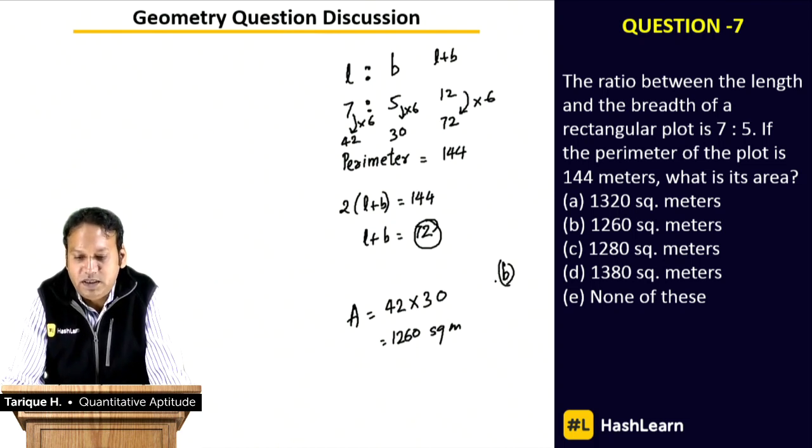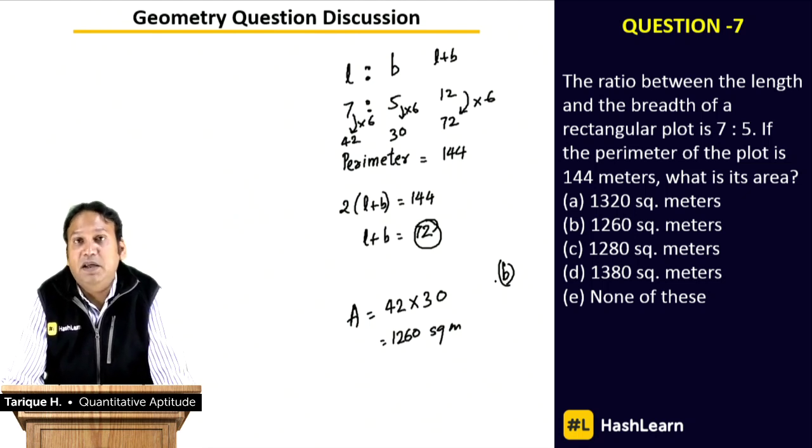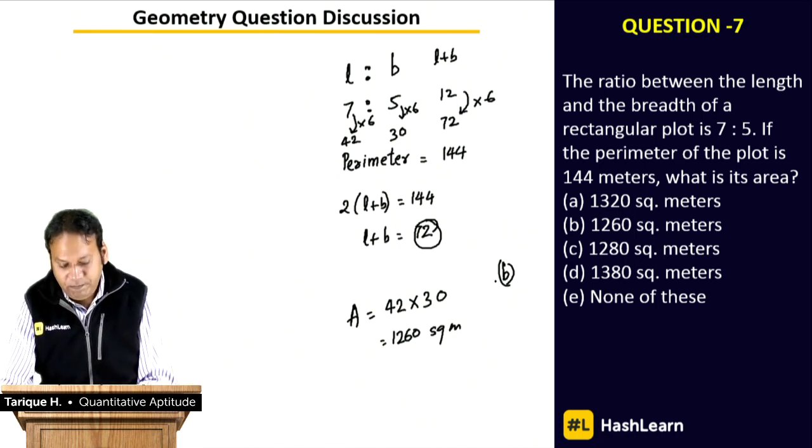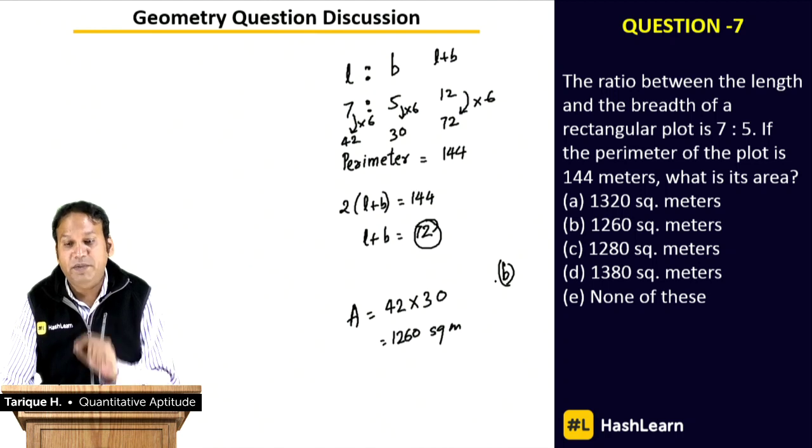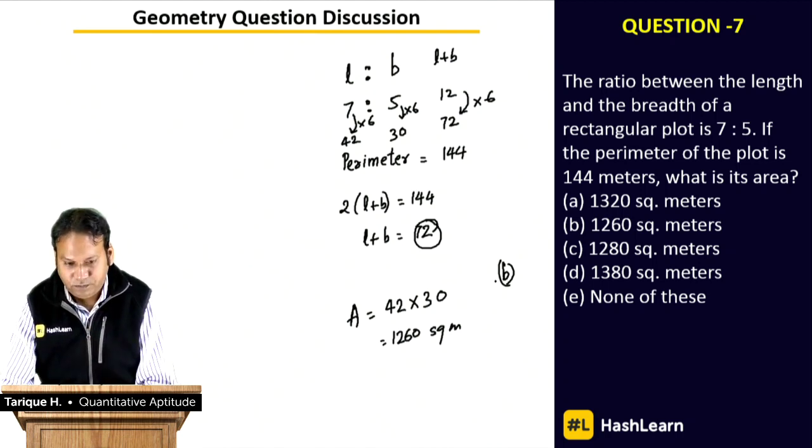1260 square meters. Question number 7, answer option B, a basic application of the formula of perimeter of a rectangle, area of a rectangle, and the basic concepts of ratios applied in this one question. So now we'll move on to the next question for the day. That's question number 8. We'll see what is there in question number 8 for you.